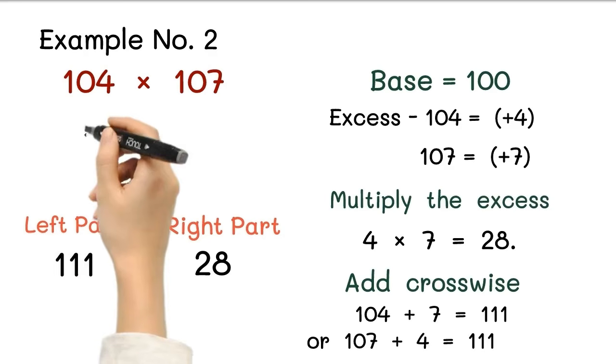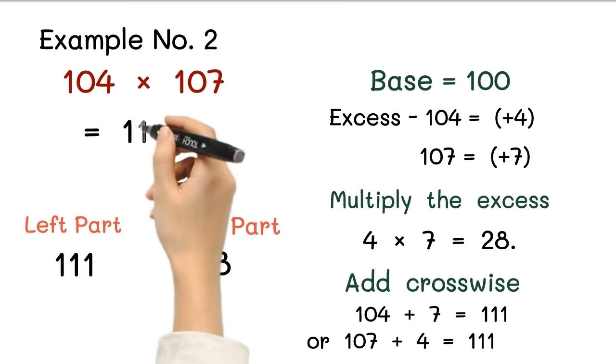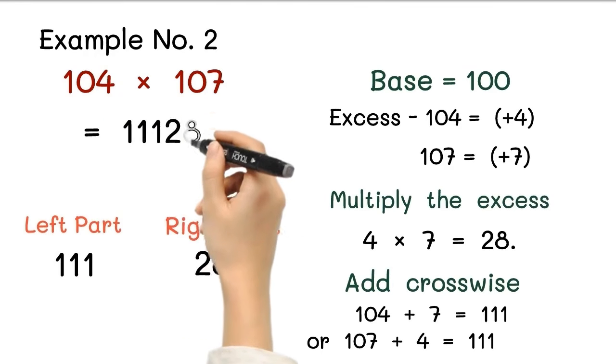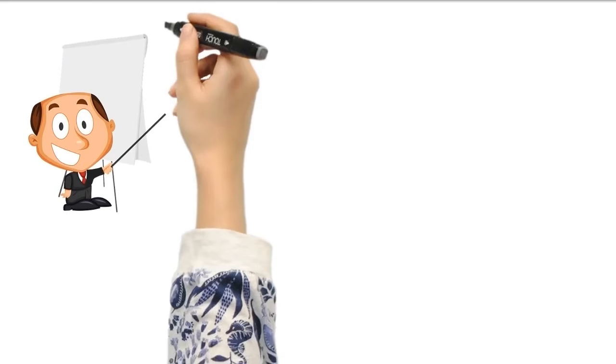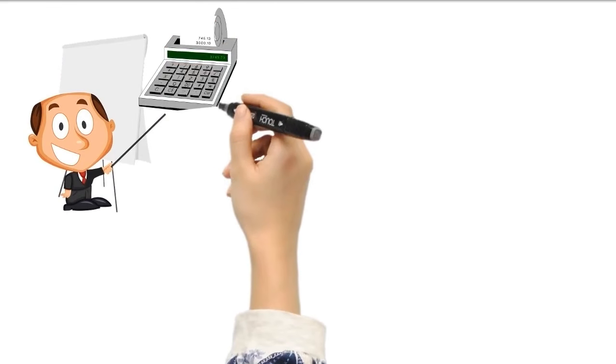Hence we got the final answer. 104 times 107 equals 11,128. This method is super helpful for students, competitive exams, and anyone who wants to speed up calculations.